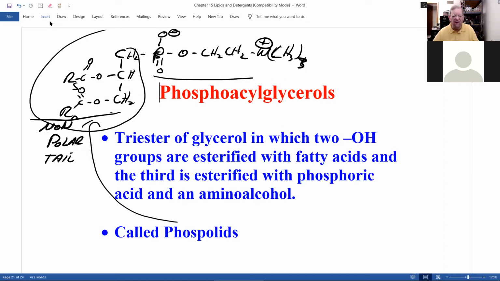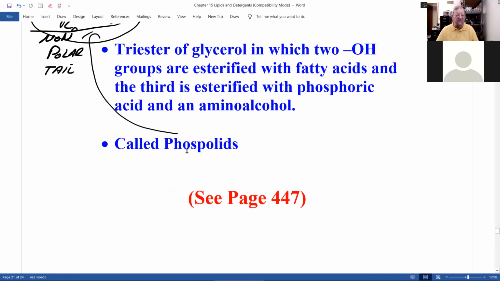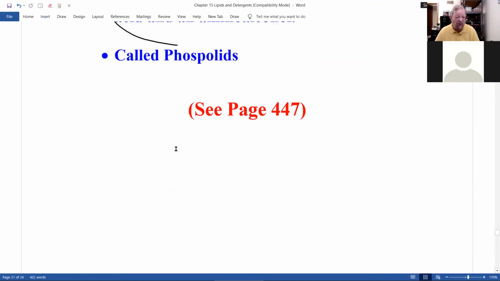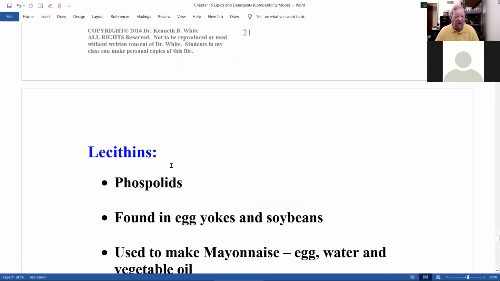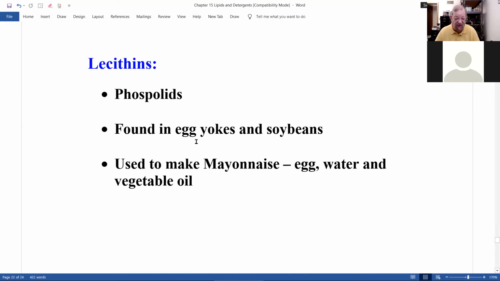And this is a polar head. And like the other surfactants, this will interact with many things. Now, one area where phospholipids are important or found, where do you find them? Well, they're also called lecithins, which are really phospholipids, and they're found in soybeans and egg yolks.